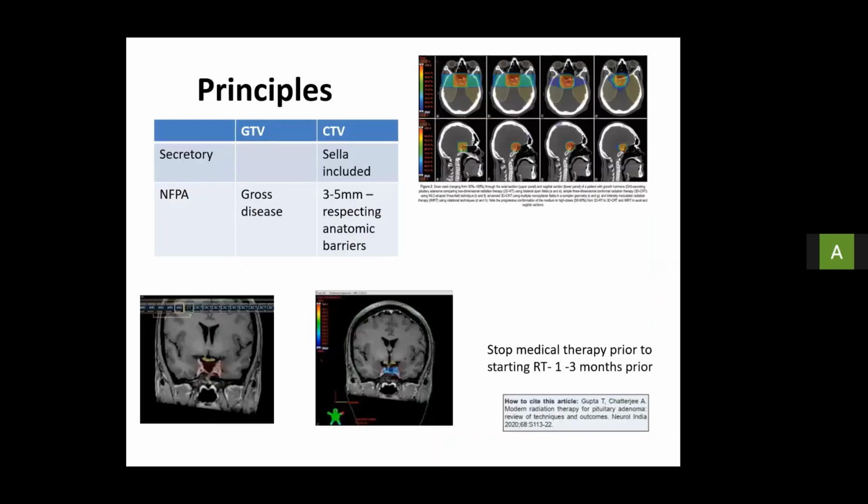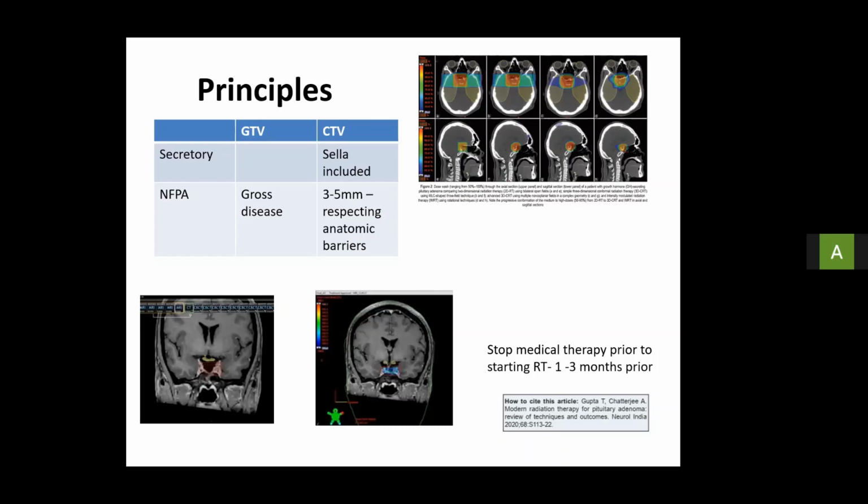So when we come to principles, if we talk about contouring, for secretory adenomas, typically they are microadenomas. So usually there is no GTV. We include the entire cella and treat with a margin anywhere between 3 to 5 millimeters, depending on the degree of image guidance and precision you have. For non-functioning pituitary adenomas, typically there is gross disease left behind which has progressed, which we treat. There is usually no need to treat a stable residual in a non-functioning pituitary adenoma which is not causing any symptoms.